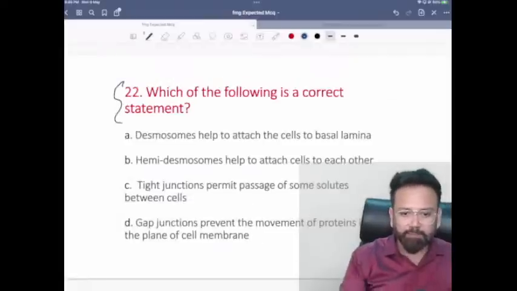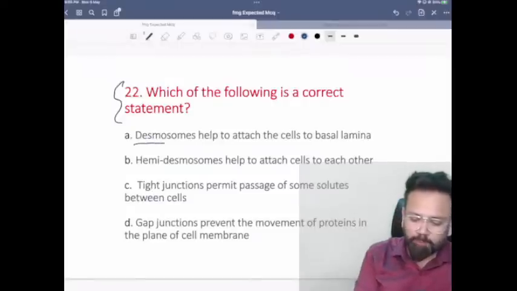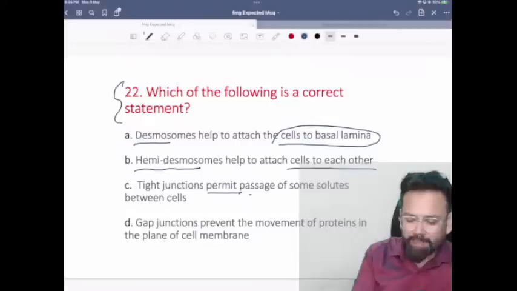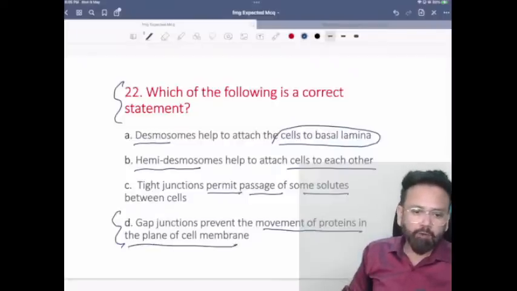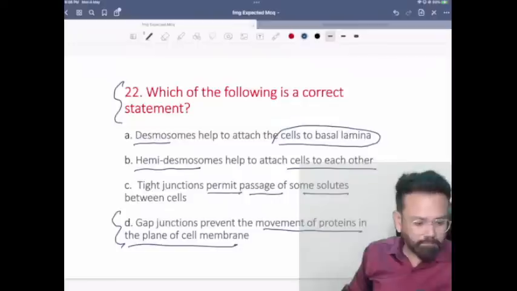Which of the following is the correct statement? Just look into the options, then I will explain. Desmosome helps to attach cell to the basal lamina. Hemidesmosome helps to attach cells to each other. Tight junction permits passage of some solute, or gap junction prevents the movement of protein in the plane of the cell membrane. Which is the correct option?